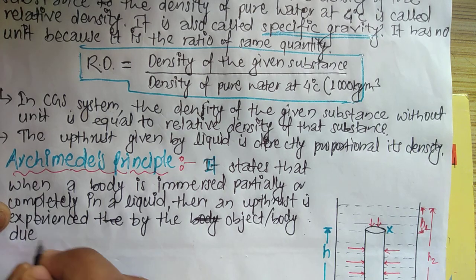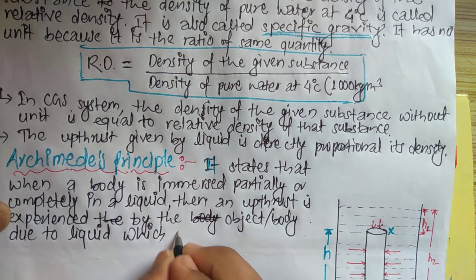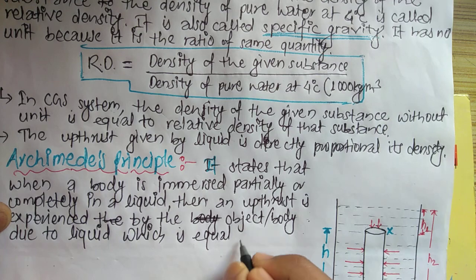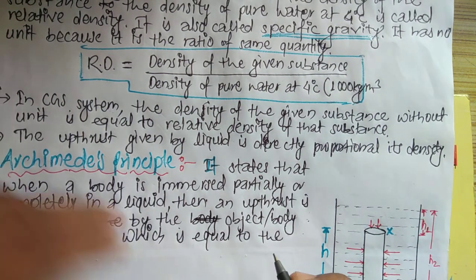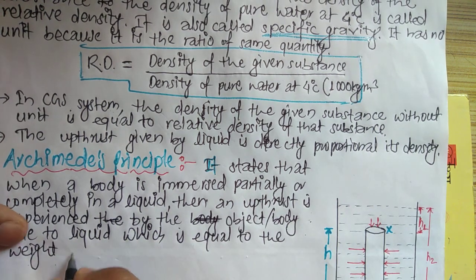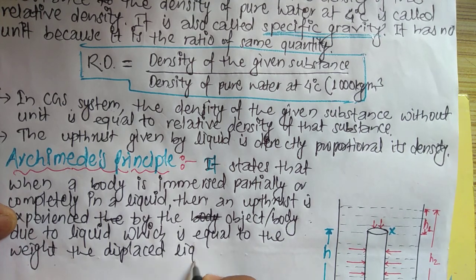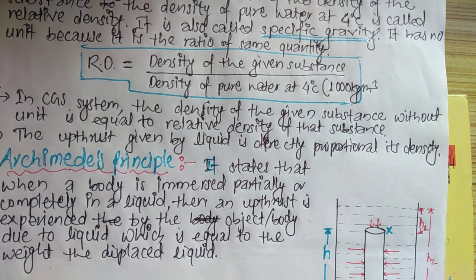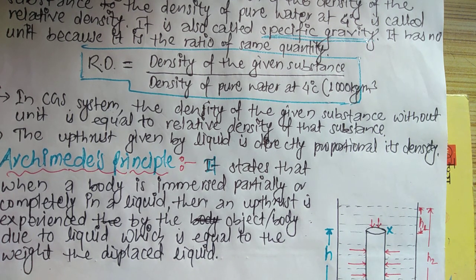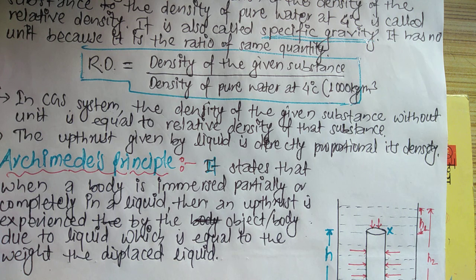due to liquid, which is equal to the weight of the displaced liquid. He found that the amount of liquid that is displaced by him was equal to the upthrust, or the weight he lost when he was in the bathtub full of water.